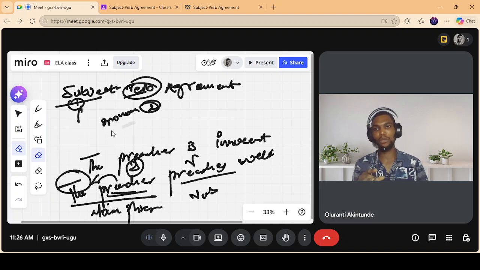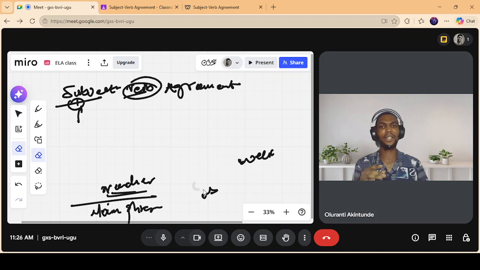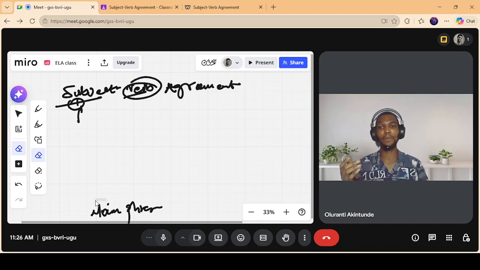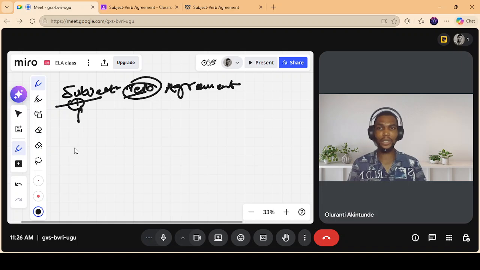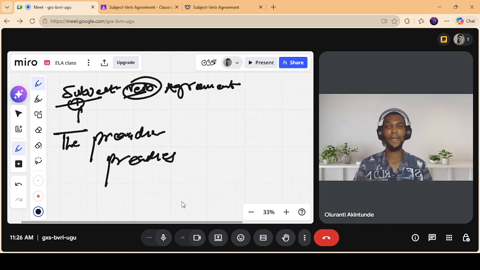Now let us look at what we mean by subject verb agreement in itself. Now when we talk about something agreeing, there is no disagreement. Right, so it's like saying there is no problem between them, right? So we'll talk about subject verb agreement. That is the subject, which is the preacher, and the verb preaches. Now they agree in number, right?